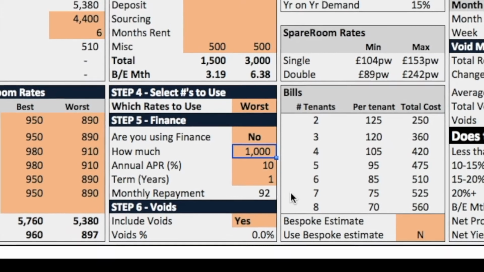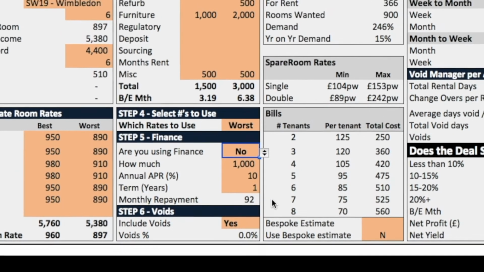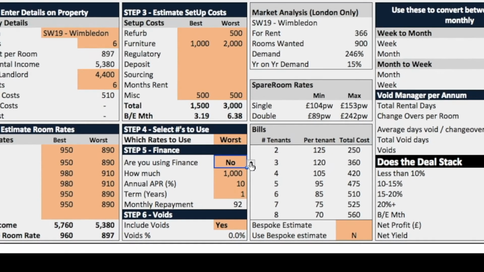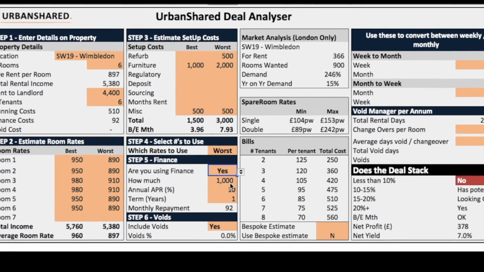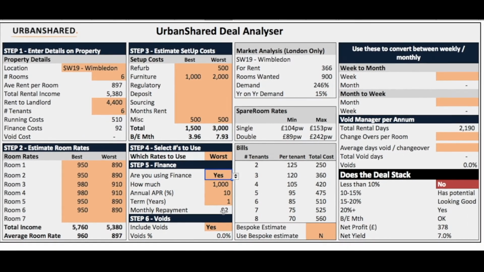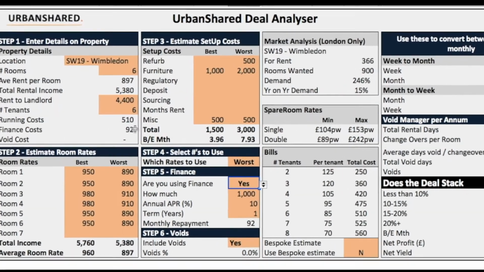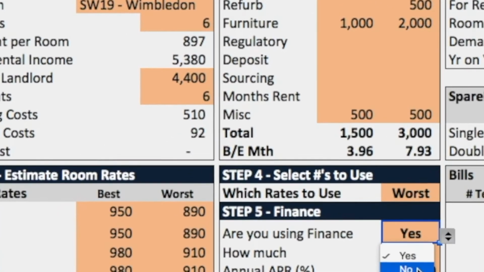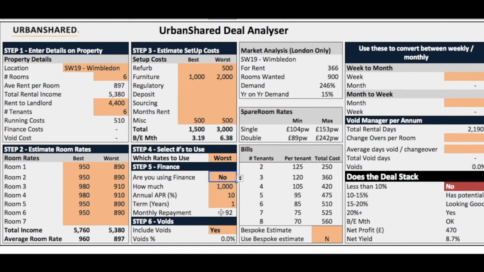1 year. We're currently not planning on using finance on this deal, but if you were using finance, you switch this to yes, you can see that that £92 becomes a monthly cost. Let's just nudge that off for the time being, but you can use that again if you're using finance.